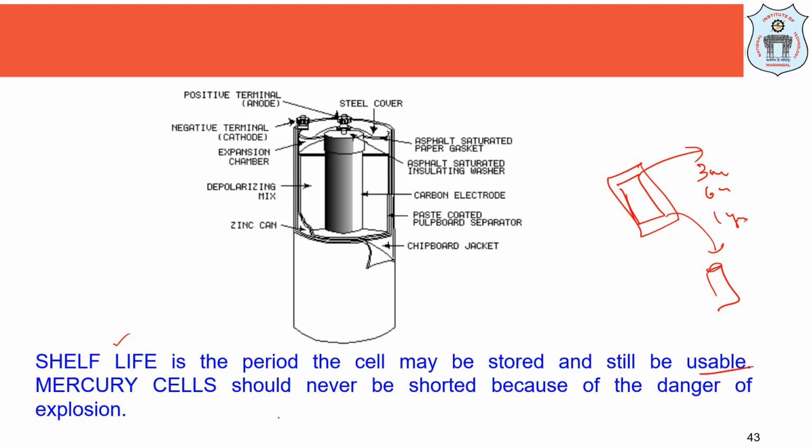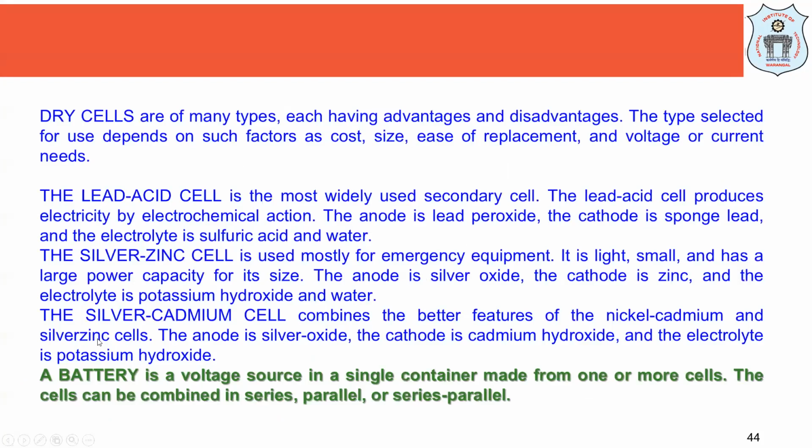So mercury cells should never be shorted because of the danger of explosion. That is one of the problems associated with mercury cells. And these dry cells are of many types. Each will have its own advantages and limitations. The type selected for use depends on such factors as cost, size, ease with which it can be replaced, and what is the voltage or current we require, right?